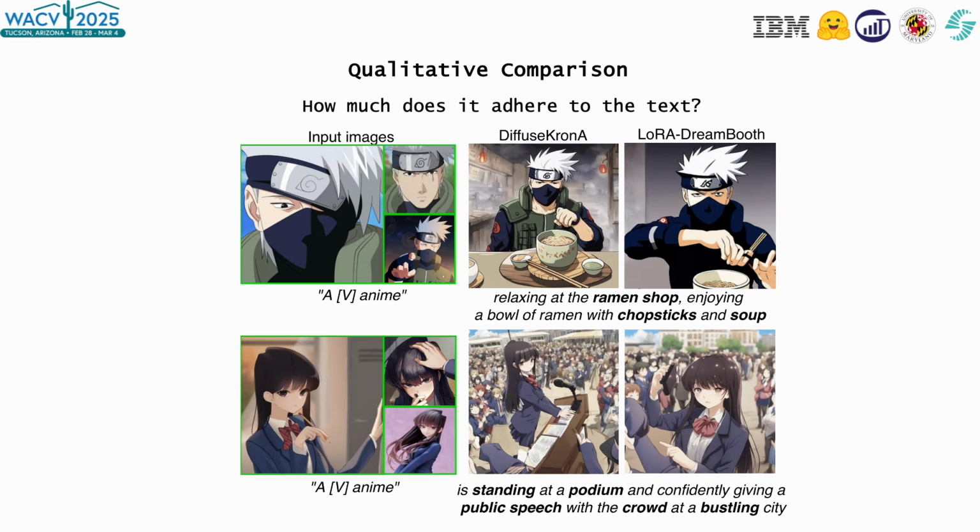Text adherence is a crucial aspect of generative models, ensuring that the output aligns closely with the given prompts. Let's examine the first prompt: and I'm relaxing at the ramen shop, enjoying a bowl of ramen with chopsticks and soup. DiffuseKronA excels in capturing the essence of the scene. The anime character is depicted naturally enjoying the ramen.